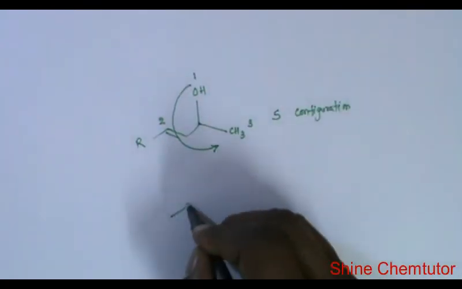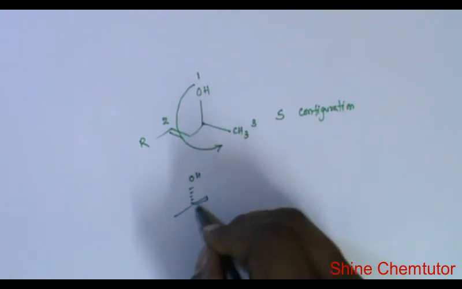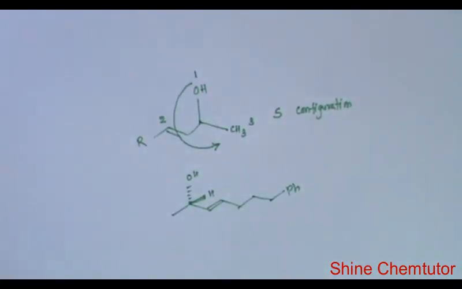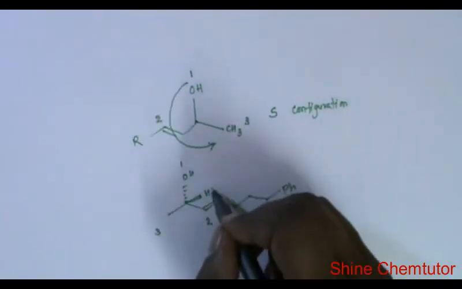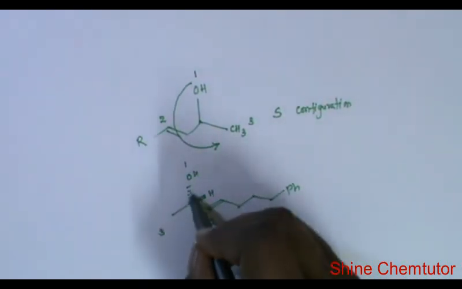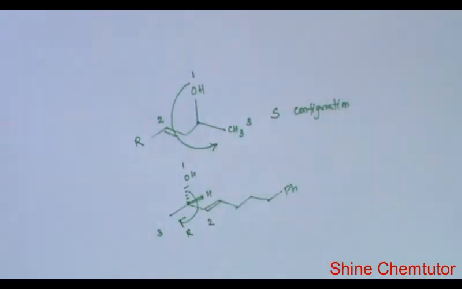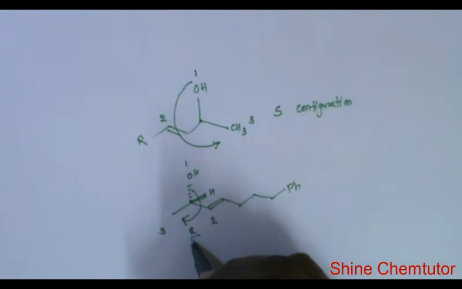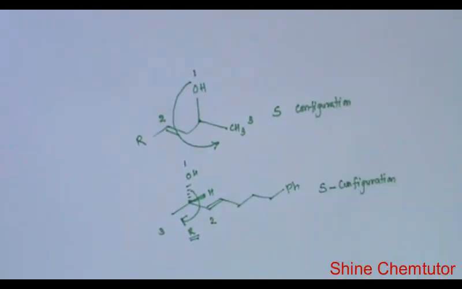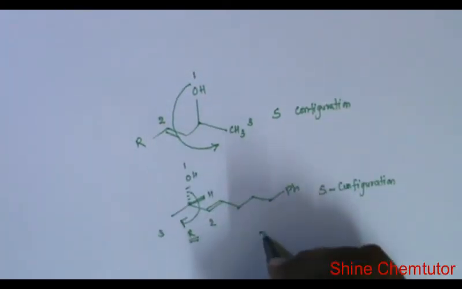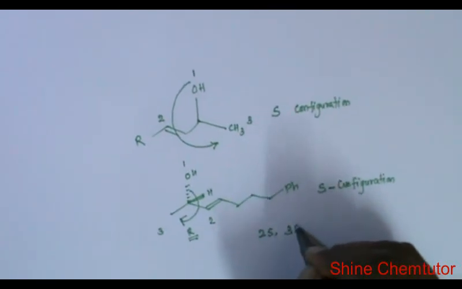Simply, you can view from the top itself, that is 1, 2, 3. Now whatever we get is R. Since the least priority is on the top, facing towards us, in such a case you have to just invert the configuration. Here, if you get R, you have to convert that into S, just the opposite one. So basically it is 2S and 3E configuration.